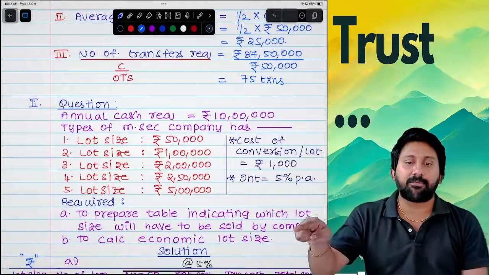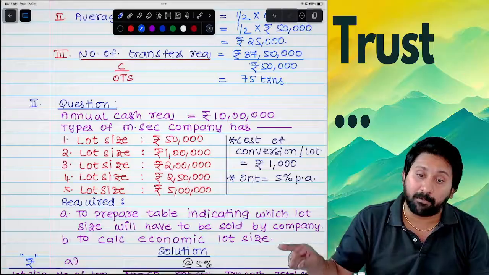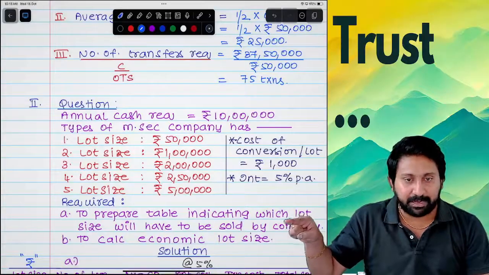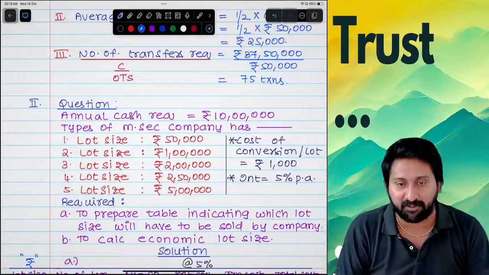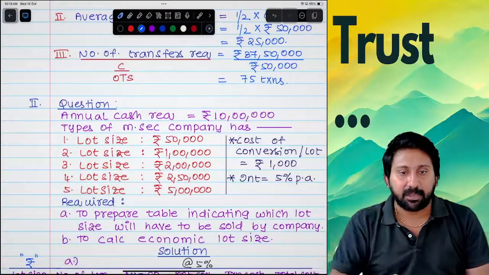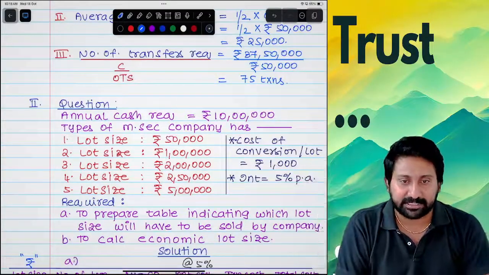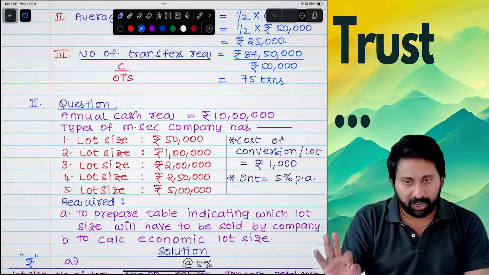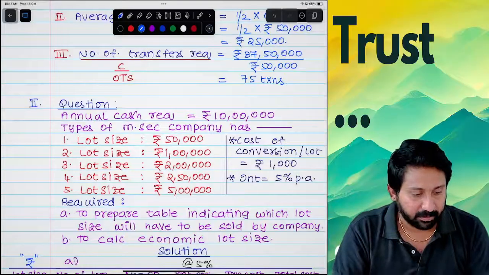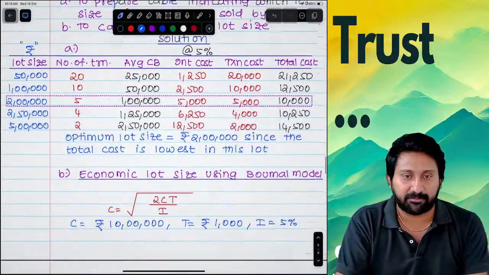And what is the economic lot size? Separately you have to calculate using the Baumol model. This is not the Baumol model bit, number 1. It is only the basic question. The second one is economic lot size, with the Baumol model. The formula has to be applied. First, randomly they have given how many lot sizes? 5 lots: 50,000, 1 lakh, 2 lakh, 2 lakh 50, 5 lakhs. Okay, let us see the fortune of all the 5.